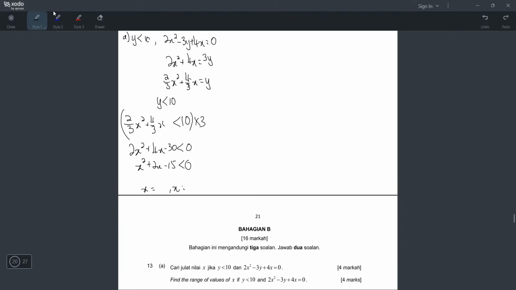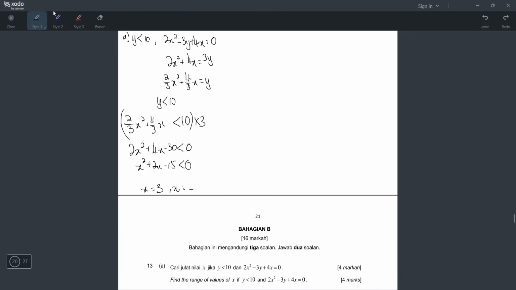So remember, this is inequality because it's smaller here. So let's press the calculator first and see what I get. So what is the A? 1. What's the B? 2. And then the C is negative 15. So use your calculator. Okay, my calculator gives me 3 and negative 5. So just write 3 and negative 5.